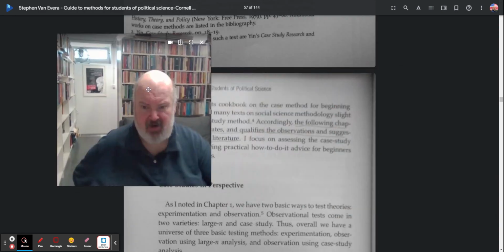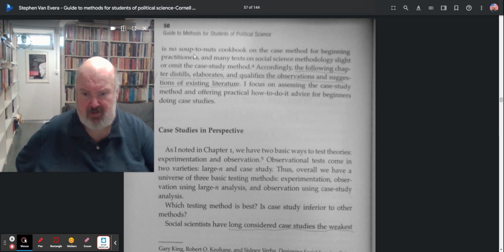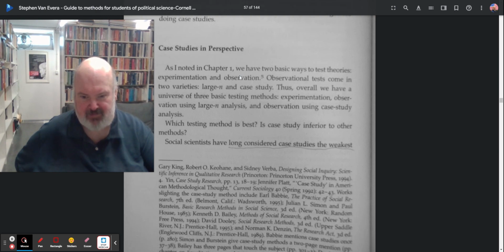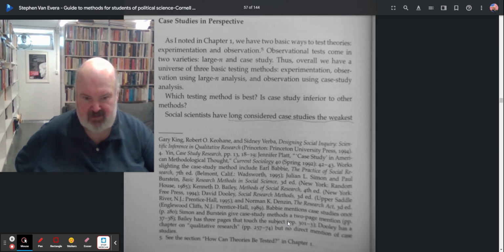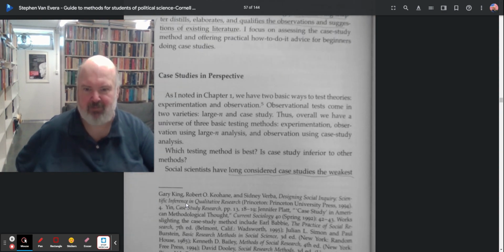There is no soup-to-nuts cookbook on case methods for beginner practitioners, and many texts on social science methodologies slight or omit the case study method. Now, this is true, but he makes the point about this. Babbie mentions case studies once. Simon and Bernstein give case study methods two pages of mention. Bailey has three pages to touch the subject. Dooley has a chapter on qualitative research, but no direct mention of case studies. That's the whole problem.